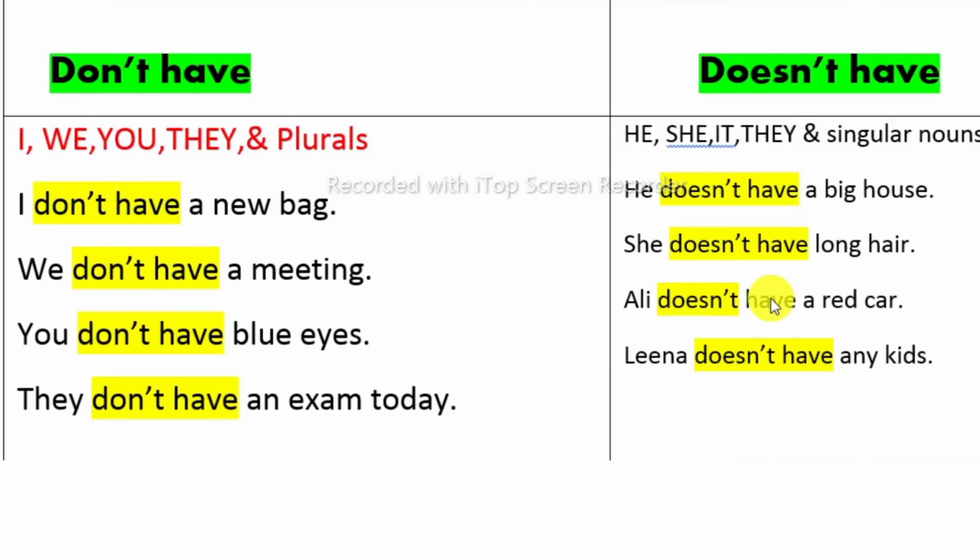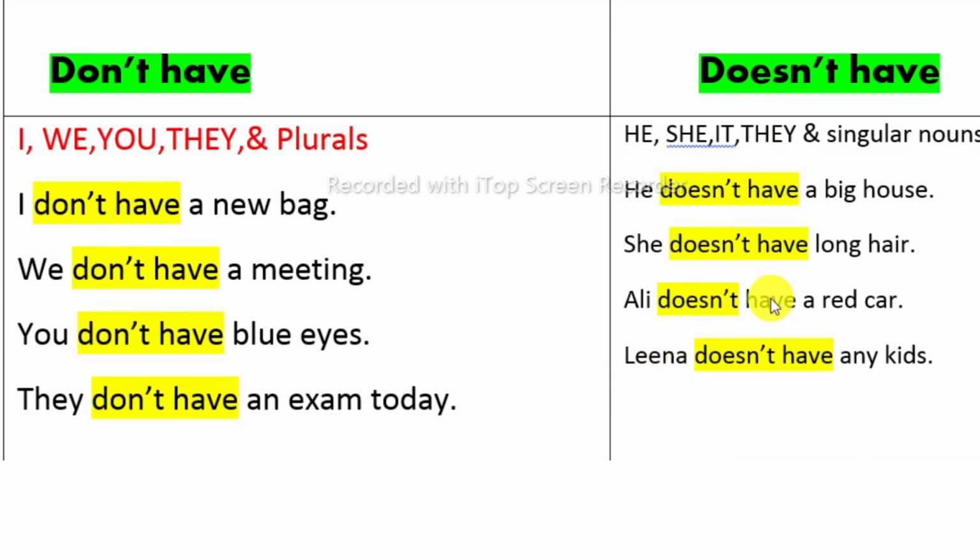When forming a negative sentence, we use don't have for the subjects I, we, you, they, and plural nouns in the present tense. For example, I don't have a new bag. We don't have a meeting. You don't have blue eyes. They don't have an exam today.